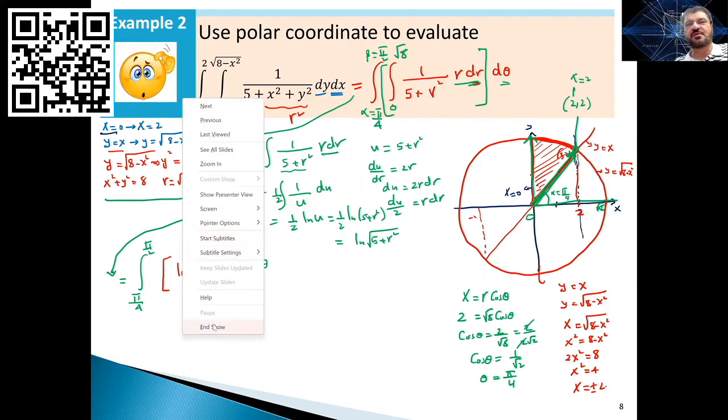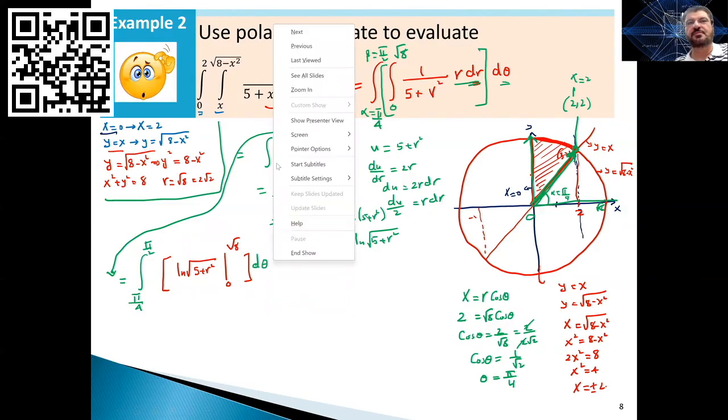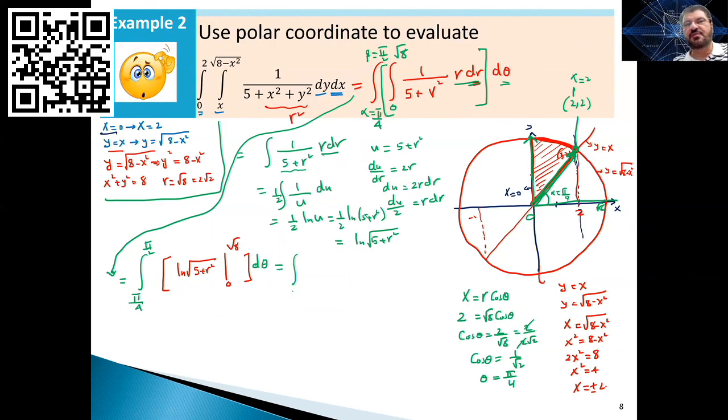Alrighty, so now this is equal to the integration from pi over 4 to pi over 2. Look, guys, if I replace r with root 8, what's the square of root 8? It's 8. 8 plus 5 is 13. So this is ln of the square root of 13, minus, now let's put the 0, ln of the square root of 5. And this is d theta.